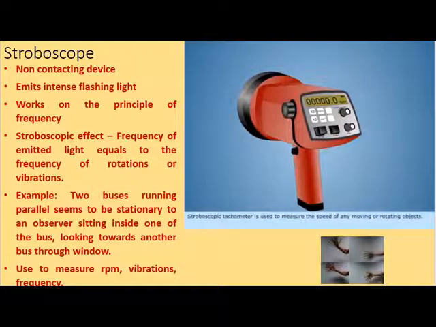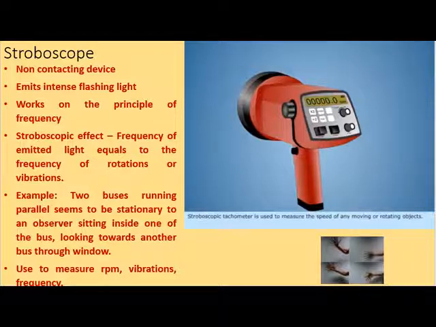Stroboscopic effect. As we discussed, the stroboscope emits light, and by using a flasher unit, we are making that light produce flashes. When the light turns on and off, it consumes a certain time, which means that 1 by T is giving us a certain frequency. As I discussed, it works on the principle of frequency.